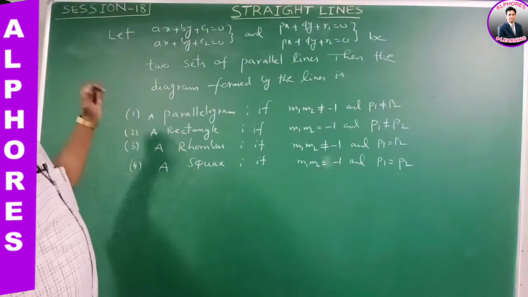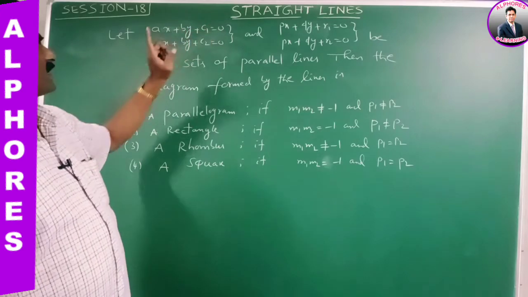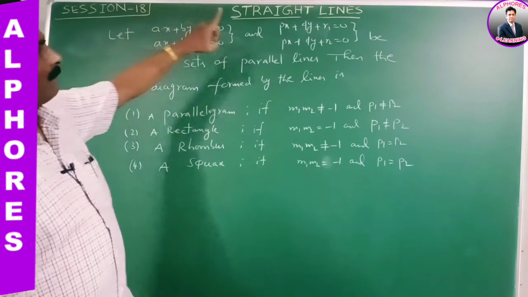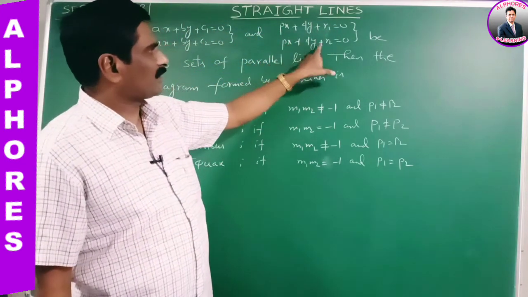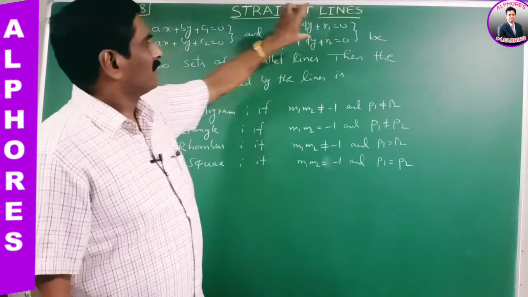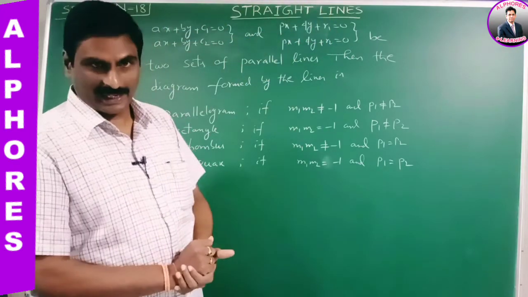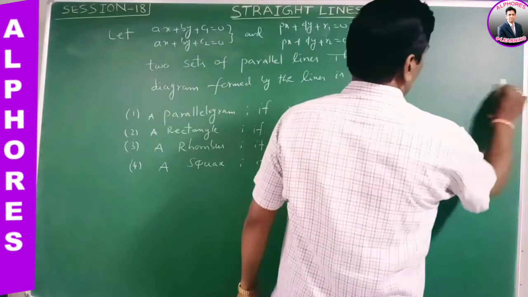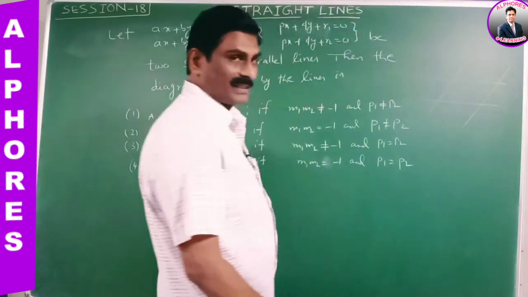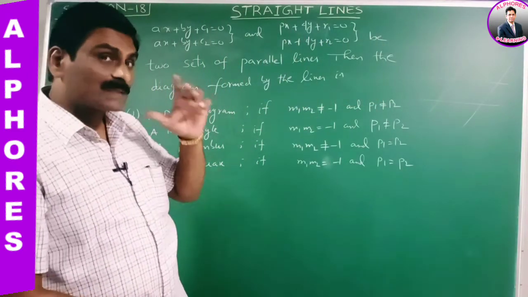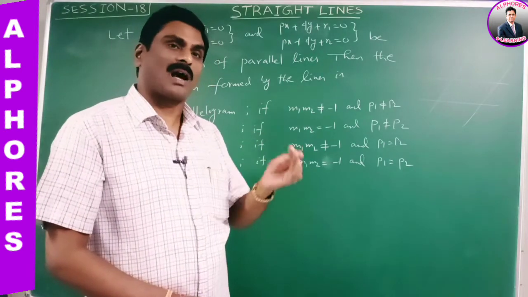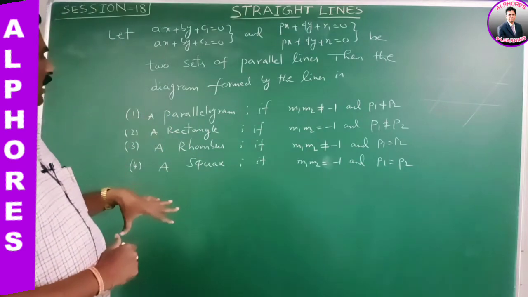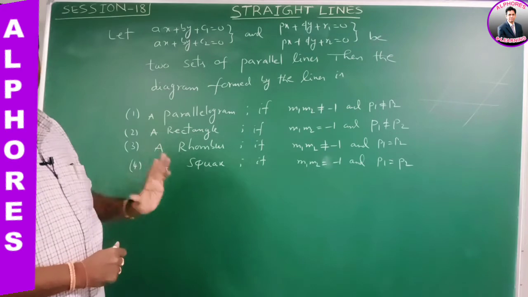Next, let ax plus by plus c1 is equal to 0, ax plus by plus c2 is equal to 0. These are two parallel lines. px plus qy plus r1 is equal to 0, px plus qy plus r2 is equal to 0. These two are also parallel lines. These are two sets of parallel lines. The figure formed by these parallel lines must be a parallelogram, since these two are parallel and these two are parallel. This parallelogram may be a rectangle or square or rhombus or parallelogram. We find these values for each case: when it is a parallelogram, a rectangle, a rhombus, or a square.